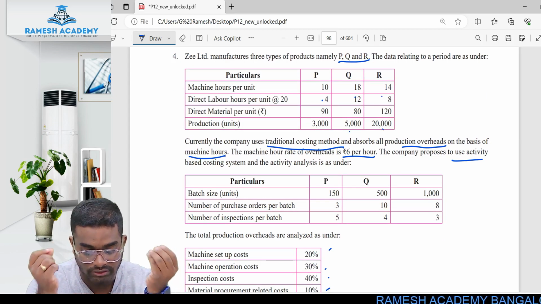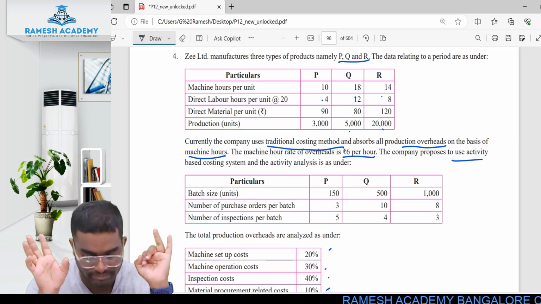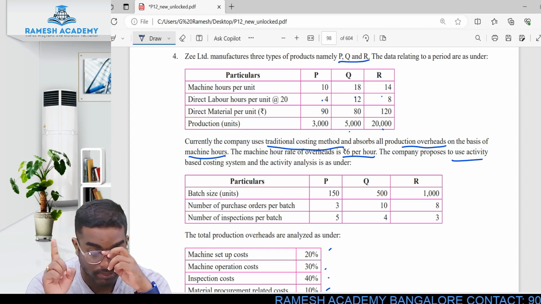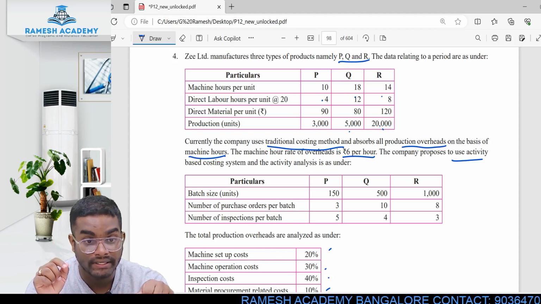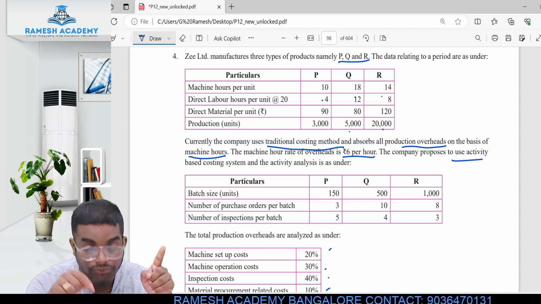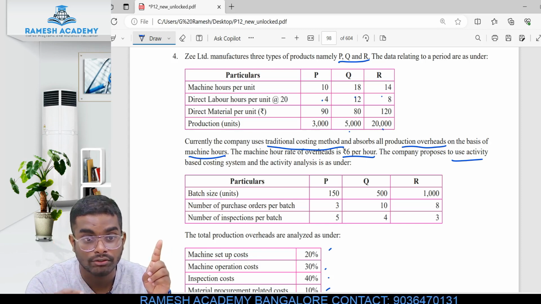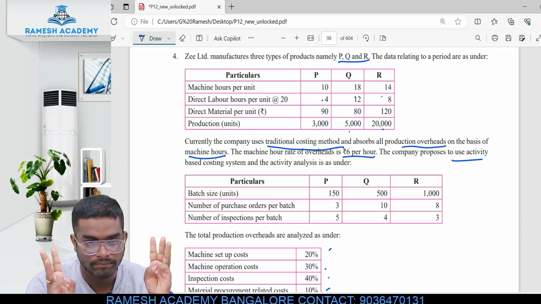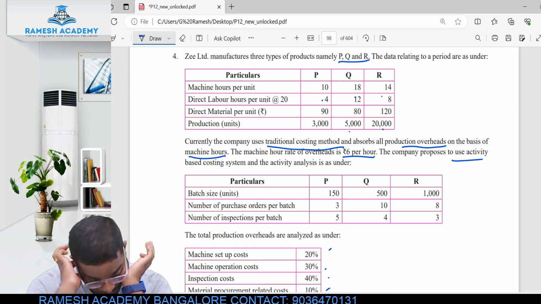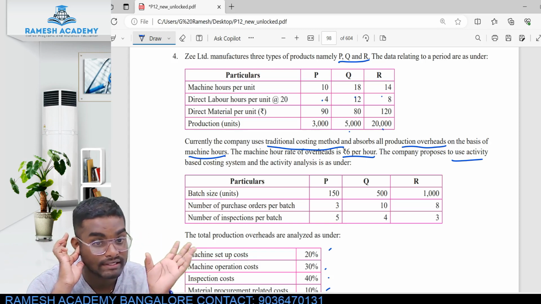For traditional costing, direct material, direct labor is simple, just multiply it. When it comes to overhead, they are telling that it is 6 per machine hour. But in case of P, 1 unit is taking 10 hours. How much unit did we produce? 3000 units. So 3000 into 10, 30,000 machine hours it has worked. Multiplied by 6. So it is 1,80,000. The overhead in case of P is 1,80,000.